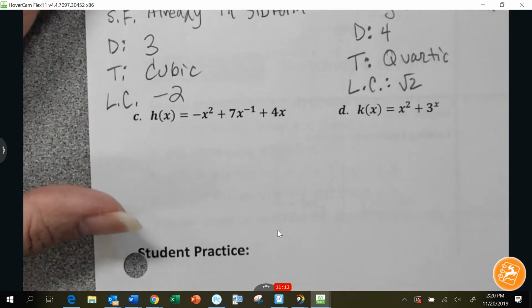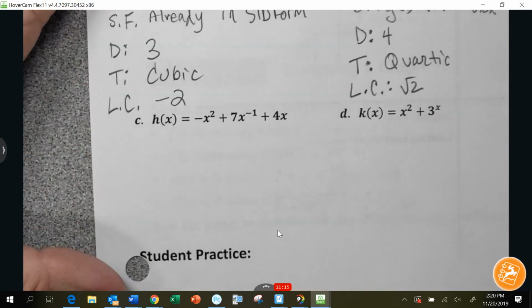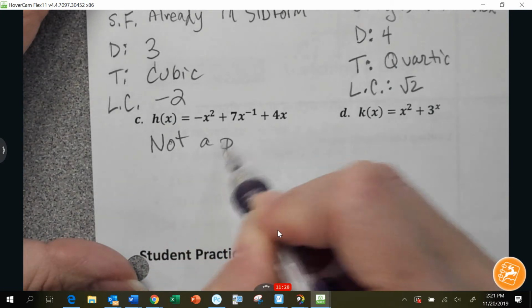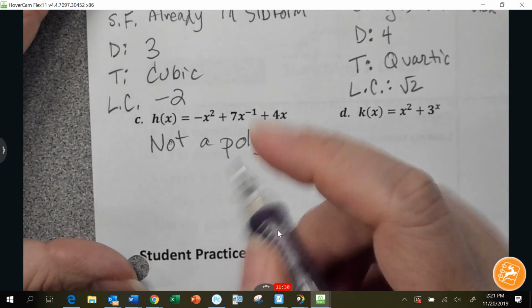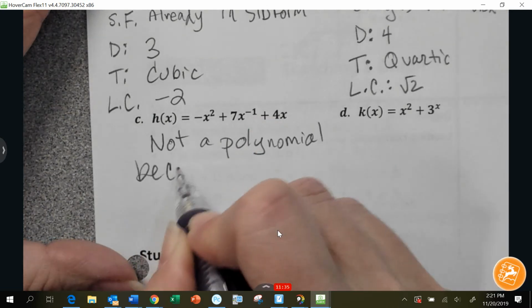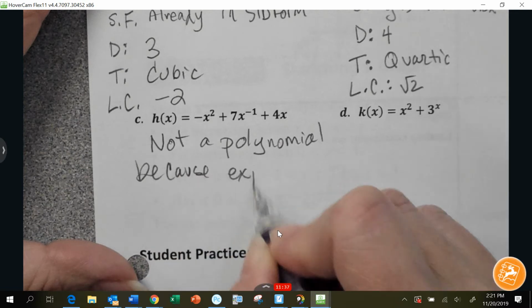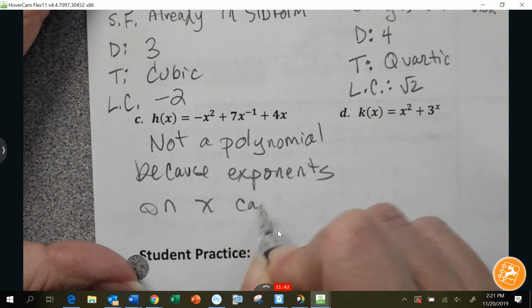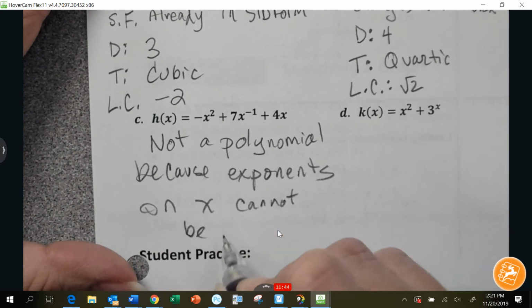Okay. Question C. Is it a polynomial? No. Nope. I heard one of each. No. Nope. Negative. Okay. Bryce said no first. Why do you think it's not a polynomial? Wait, for this one, is it because of the negative or the exponent? Yes. Because exponents on x cannot be negative.